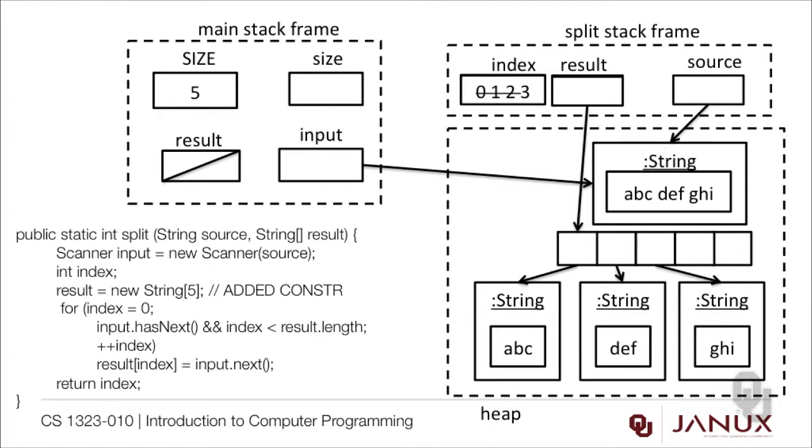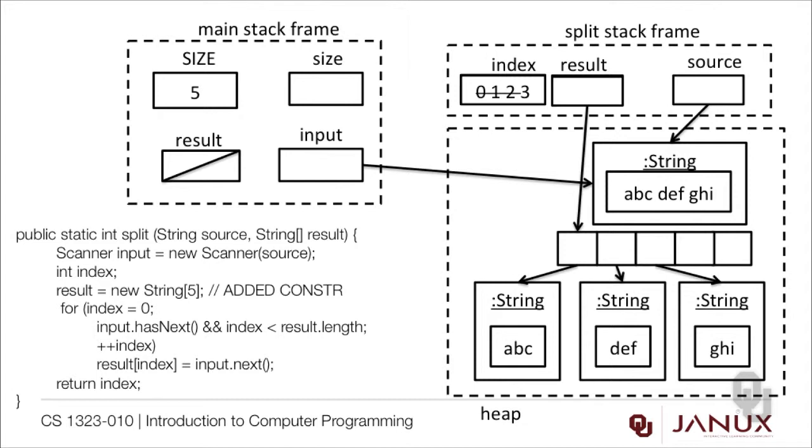Except let's take a closer look. Notice that the 5-element array is pointed to only by result in the split stack frame. When the split method ends, the split stack frame goes away, and so that 5-element array and those 3 strings it points to, the A, B, C, D, E, F, G, H, I, all of those are going to go away too. So the only thing that's going to be live on the heap is this one string with A, B, C, D, E, F, G, H, I. That's obviously a very serious problem.